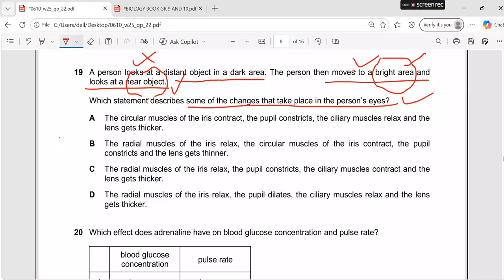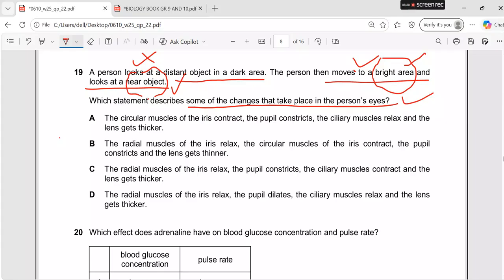But here the situation is a bit different, and we have to focus on the bright area, which gives us the constriction of the pupil, and the near object, where the lens should be thick. Let's see. A.